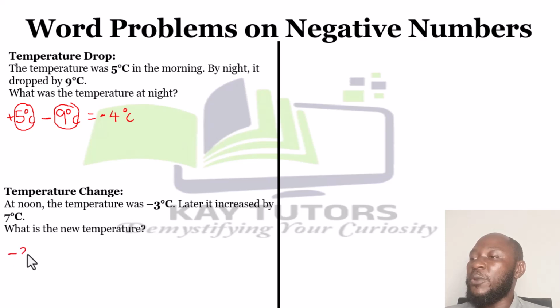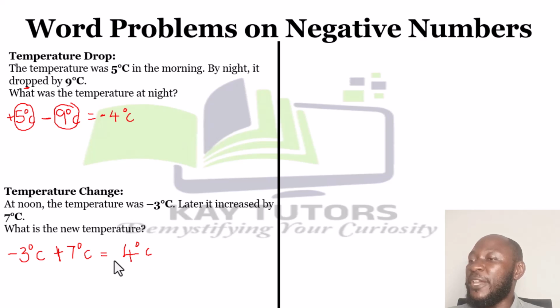Initial temperature at noon, minus 3 degrees Celsius. And it later increased. There is an increase in temperature here. By what? By 7 degrees Celsius. Since there is an increase here, here it's decreased by dropping, and here it's increased. So there is an increase in temperature here. Now, what is the new temperature? Now, since I have different signs here, what am I supposed to do? I'm expected to subtract, right? Just like I've been telling you. So we have 4 degrees Celsius.